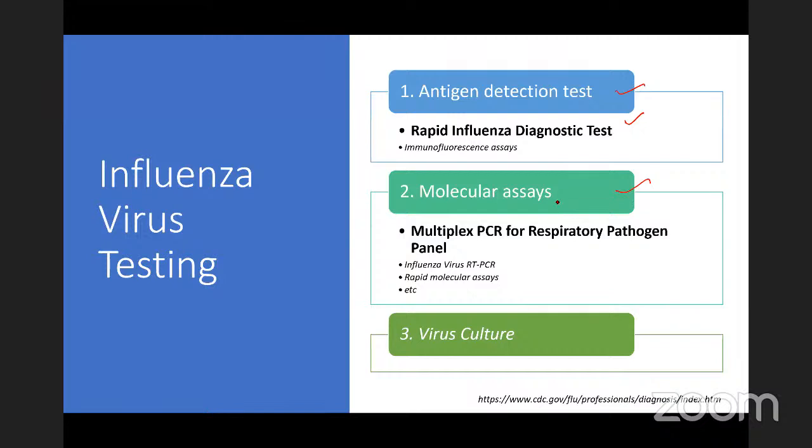And for the molecular assay, there are basically a few options of performing molecular assay, but the ones that we have in our lab is the PCR for respiratory pathogen panel. The panel consists of influenza virus, I think parainfluenza, RSV, and on top of that, we have also adenovirus, metapneumovirus, and Boca virus. We don't have a monoplex influenza virus PCR, okay?